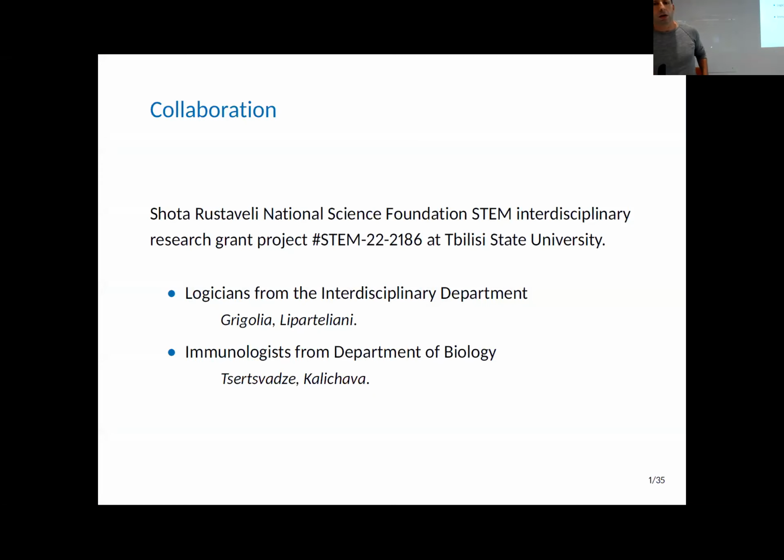So my talk will be about the first results obtained during this collaboration of two departments at Tbilisi State University. On one side there were logicians, and on the other side there were immunologists. And I will mainly speak about the logical and algebraic part.